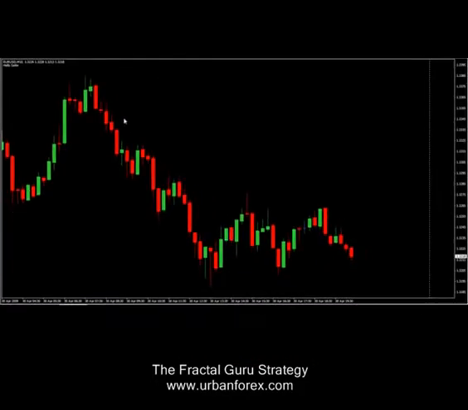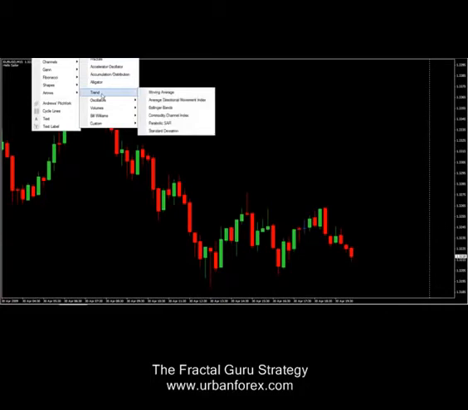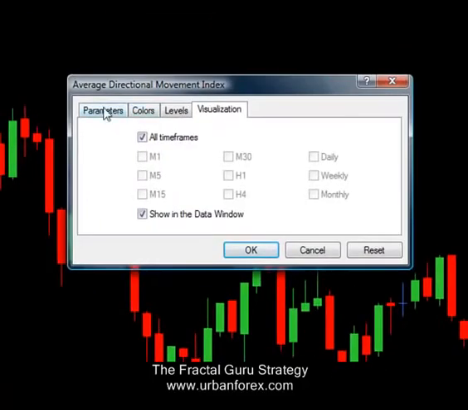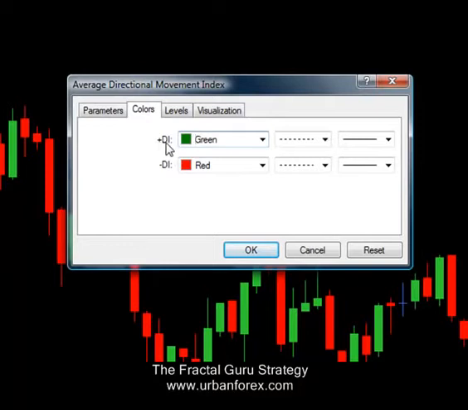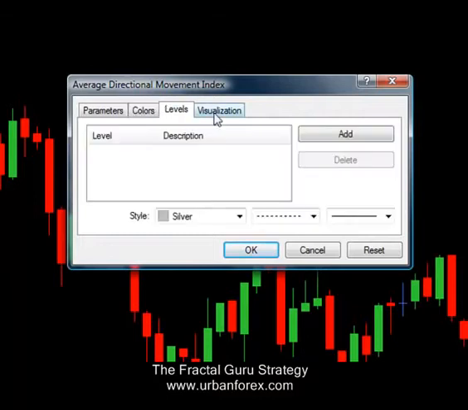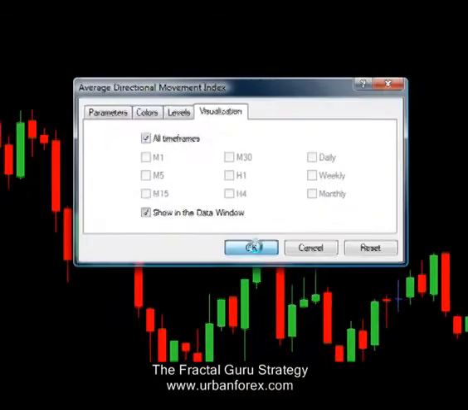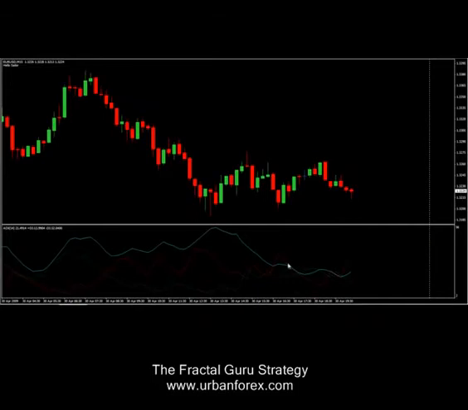I'll walk you through how to add the indicators. I'm going to click Insert, Indicators. I'm going to go to Trend, and I'll see Average Directional Movement Index. That is the ADX. I'm going to keep everything at default, which is period 14, apply to close. And for my colors, I'm going to keep my positive DI green and my negative DI red, and everything else is by default. Click OK. You'll see that show up on the bottom here.